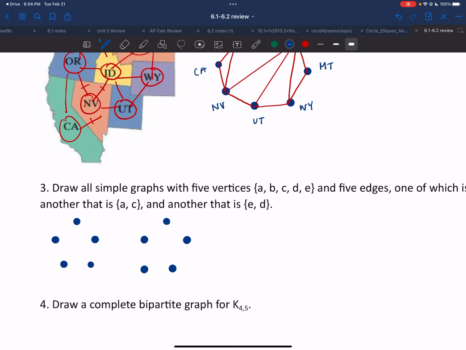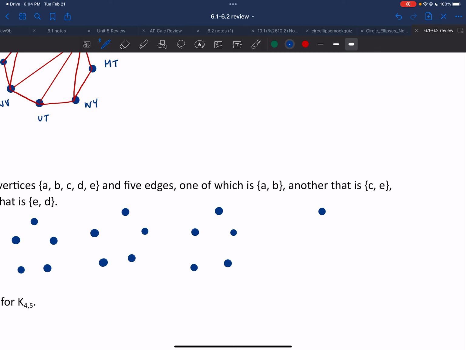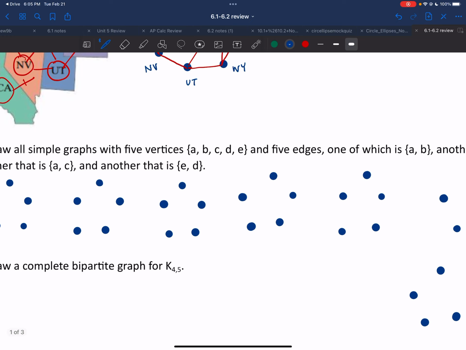So I'll draw dots, 1, 2, 3, 4, 5, for each graph. And let's do one more just in case. All right, so I don't know exactly how many we're going to need here. We're both doing this together.